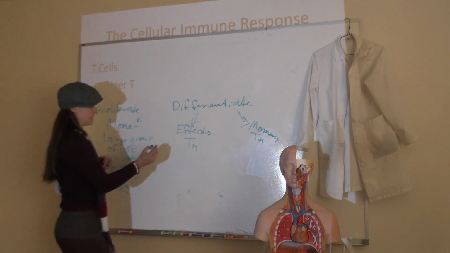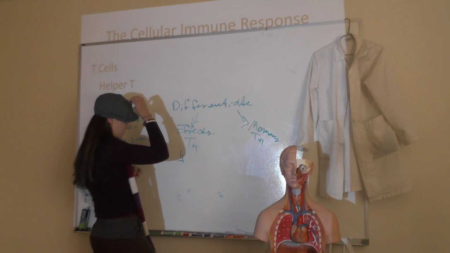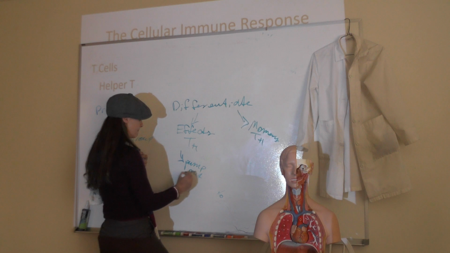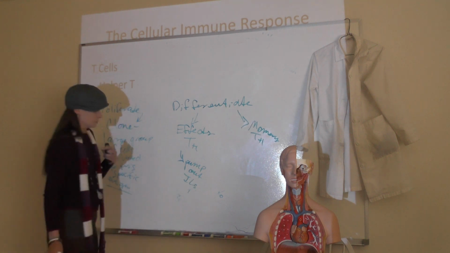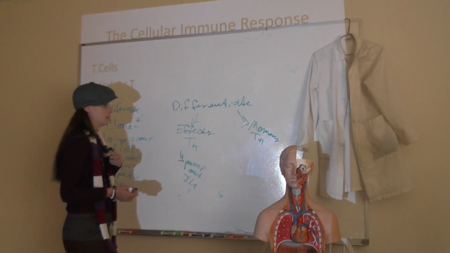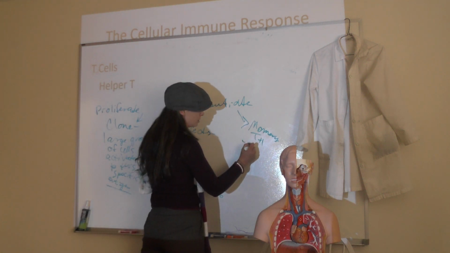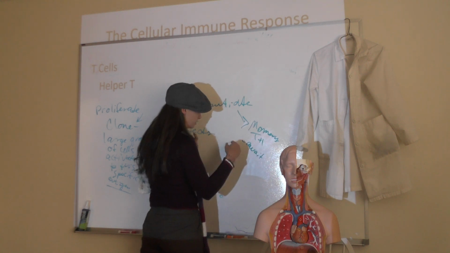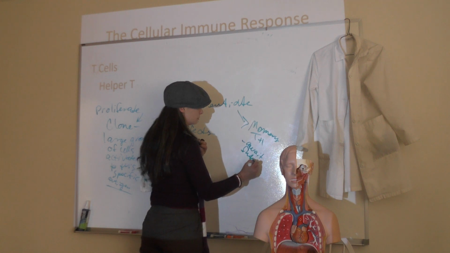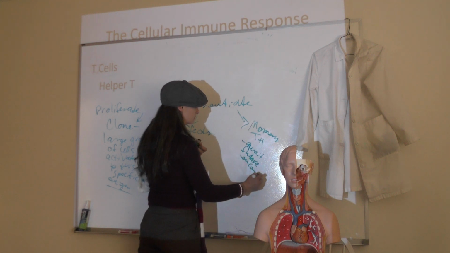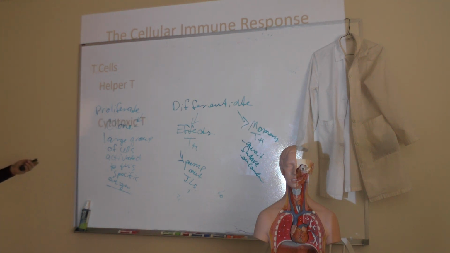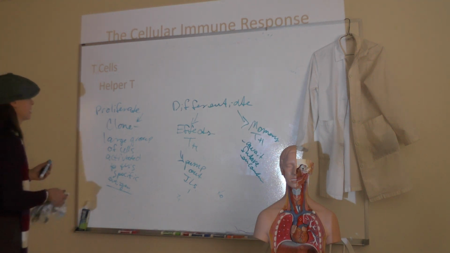My effector helper T cells are going to carry out my helper T cell effector response, which is to pump out interleukins. These interleukins are going to help activate our other lymphocytes. The memory T helper cells are going to hang out in secondary structures and await future encounter. Okay.